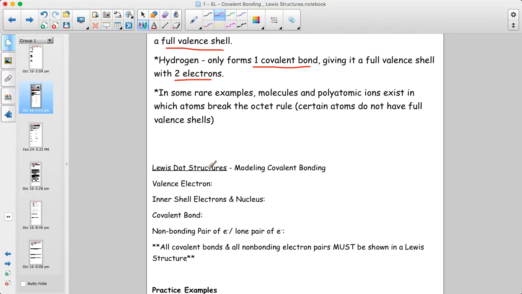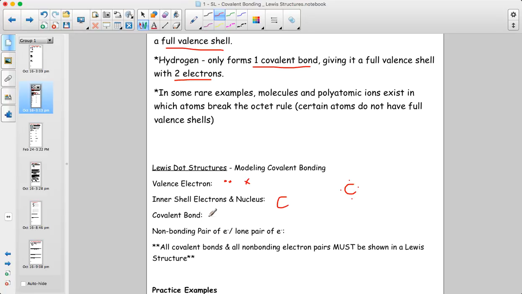So when we're drawing Lewis structures, we're modeling covalent bonding with chemical symbols. We can represent valence electrons as dots. We can also represent them as little X's or crosses, but I usually stick with dots because it's the simplest one and the least messy. Inner shell electrons and the nucleus of any atom are represented by the chemical symbol. So this C is standing in for the nucleus of carbon as well as its inner shell electrons, and then we would put dots around it to represent its valence electrons. So carbon could be represented like this, a C with 4 dots around it for 4 valence electrons.